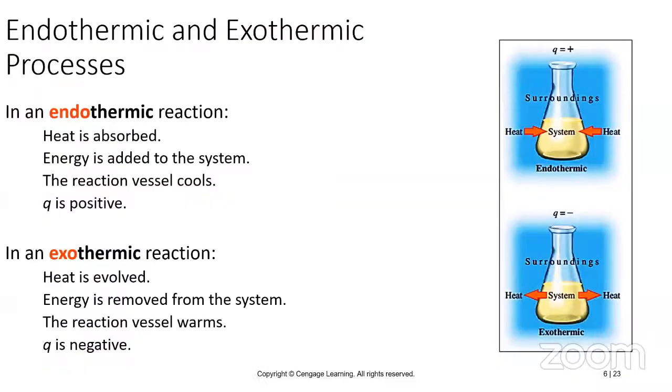So that is for your endothermic and exothermic reactions. The difference between the two: in one, heat is absorbed and in the other, heat is given out. One is positive and the other is negative. And also in one, the reaction vessel cools, while in the other, the reaction vessel is warm.